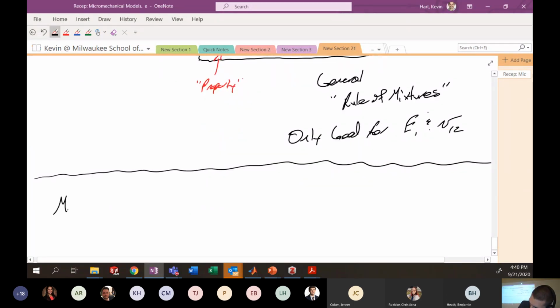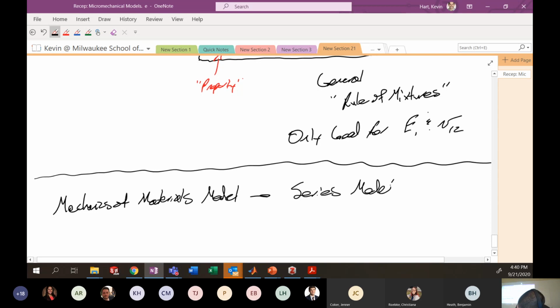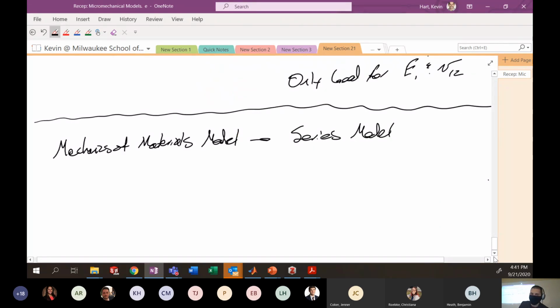And now, the next model. The mechanics of materials model again, but here now we're looking at the series model. Just like in your circuits class, you have parallel models for resistors and series models for resistors. Very similar idea. Okay, so here we're going to make a lot of similar assumptions, except now we're going to put our load in the 2 direction instead of the 1 direction.